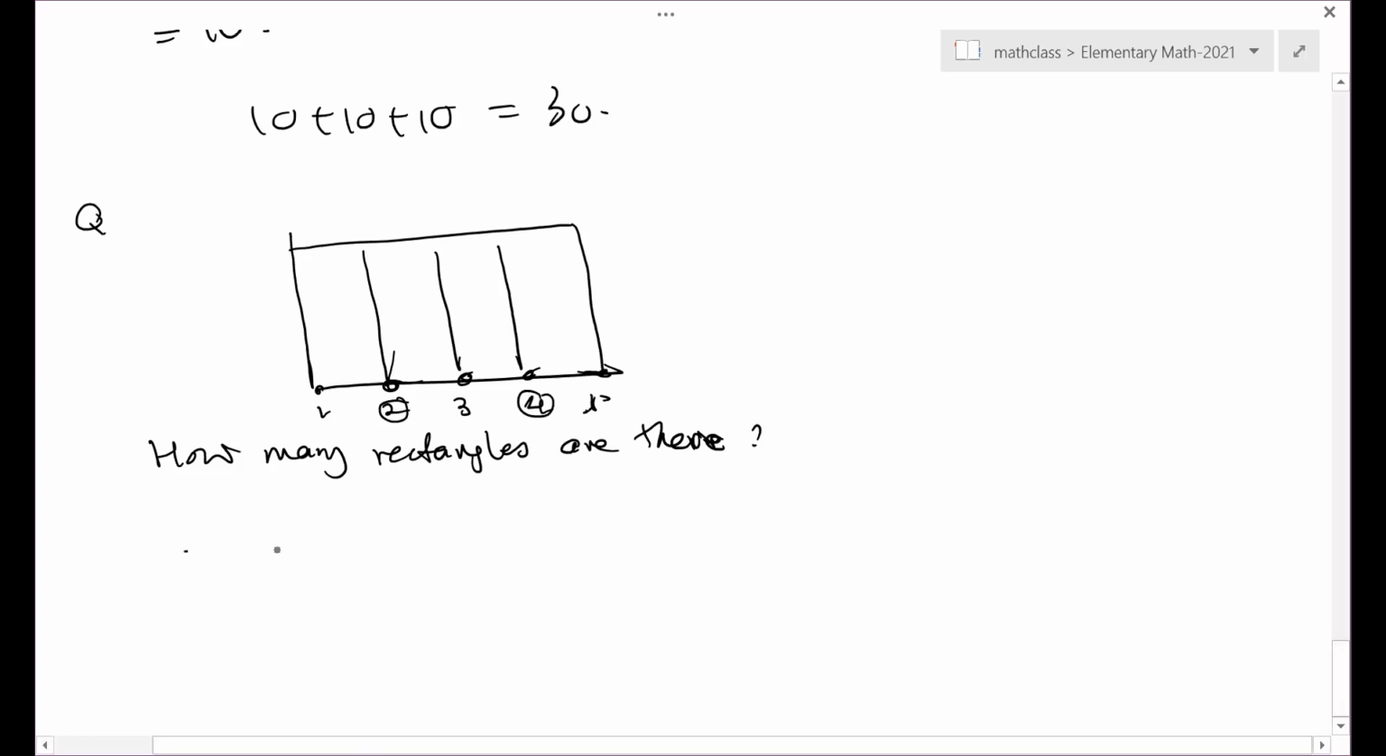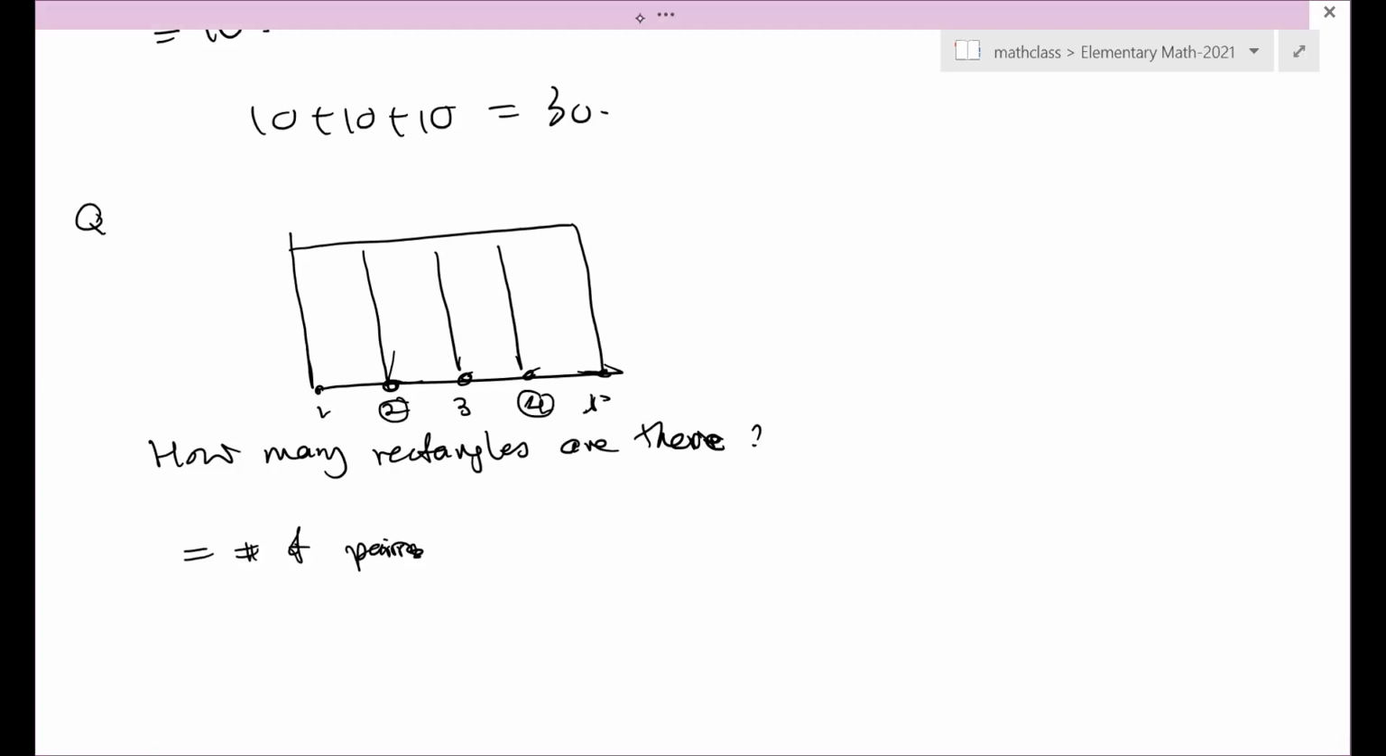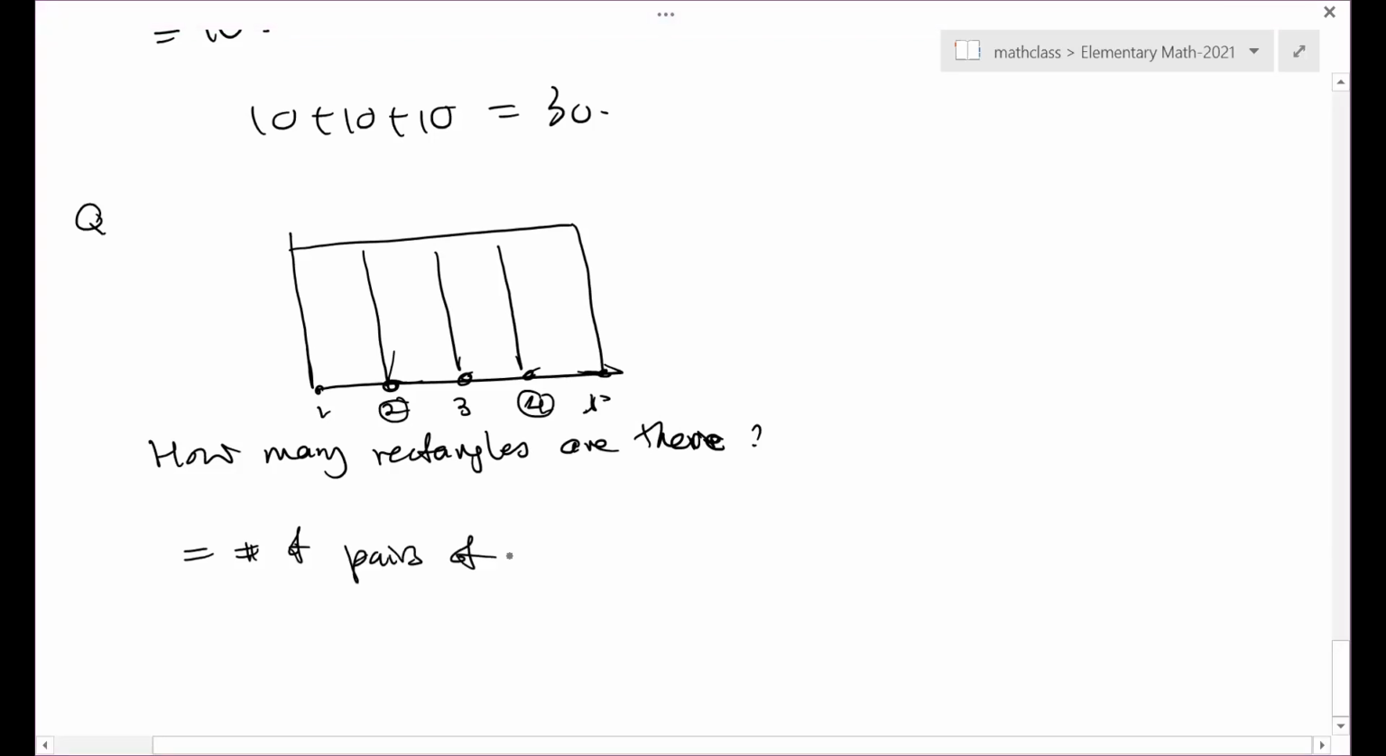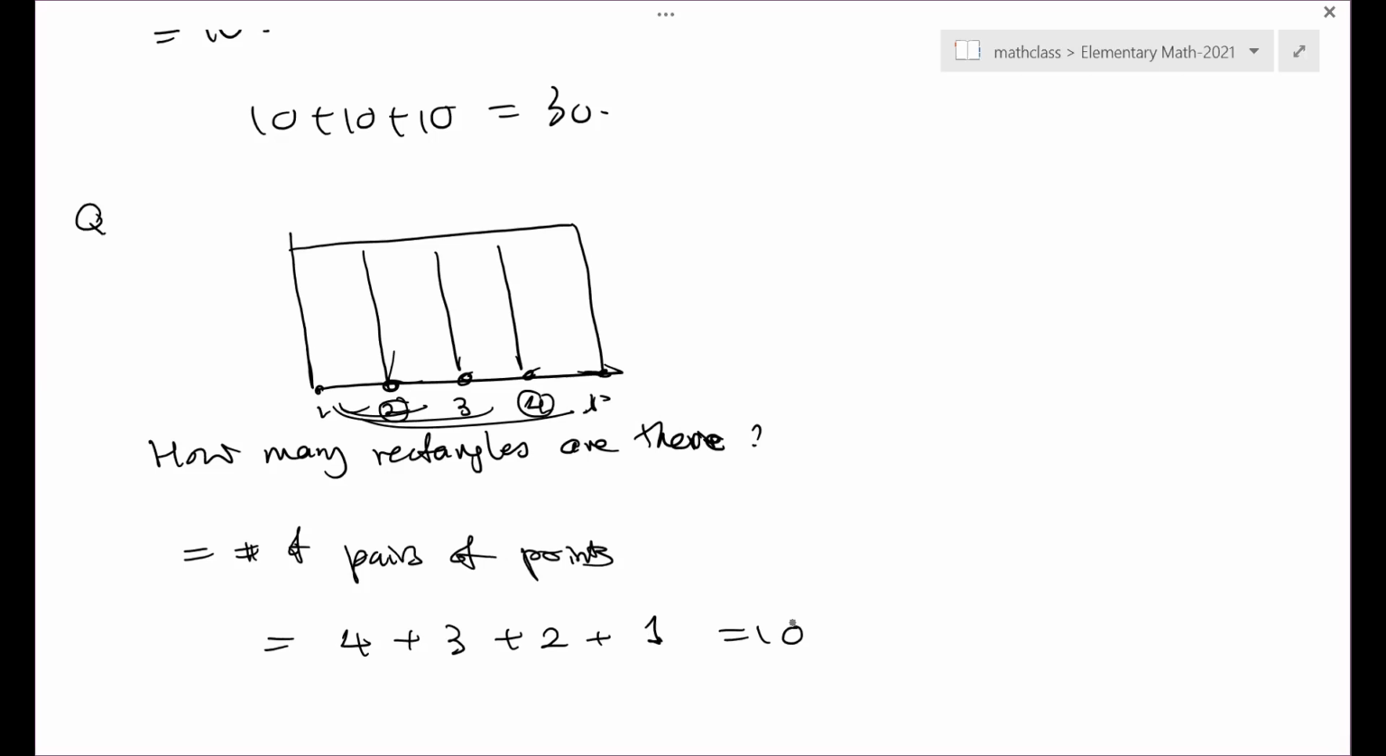So this is equal to the number of pairs of points here on the horizontal line. To count the number of pairs of points, you do it like that. 1, 2, 3, 4. So it's 4. Then you begin with 2 and get 3, 4, 5. Then it begins with 3, and you get 4 and 5. Then the last one is just 1. So add them together, that's going to be 10. So there are 10 pairs of points, so you have 10 rectangles.